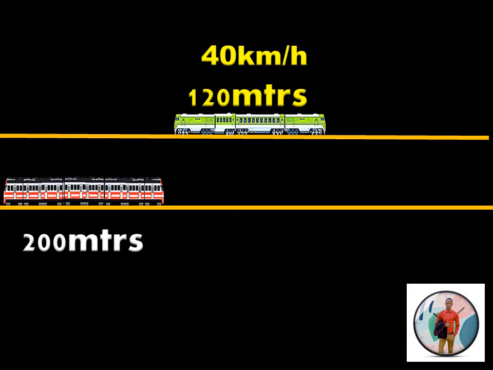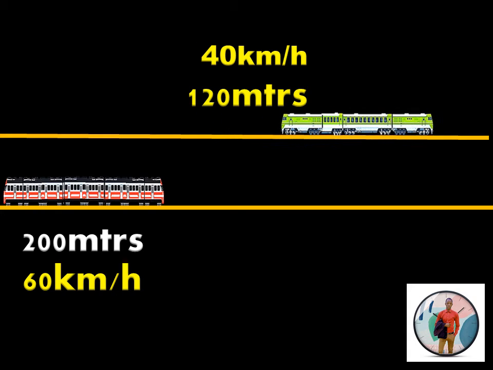On the other hand, we have the red train. Let's take it as a very long one, like 200 meters. So the red train is 200 meters, and it's traveling at a speed of 60 kilometers per hour. So the speed of the red train is more than the speed of the green train. Now let's talk about the application here of relative speed.